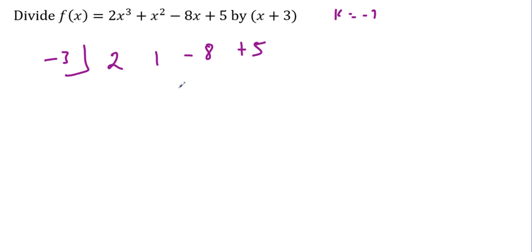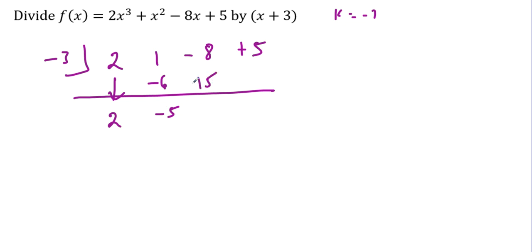Again, first thing I'm going to do is drop the 2. Negative 3 times 2 is a negative 6. I'm going to add. That gives me a negative 5. Negative 3 times a negative 5 is a positive 15, so I'm going to have a 15 here. I add, and that gives me a positive 7. Negative 3 times a positive 7 is a negative 21. I add, and that gives me a negative 16.